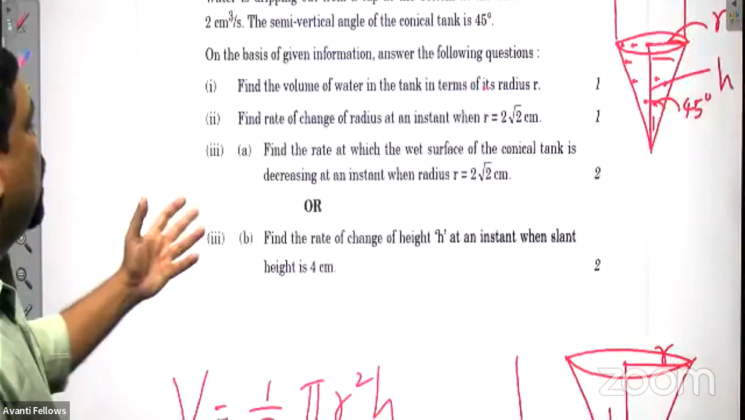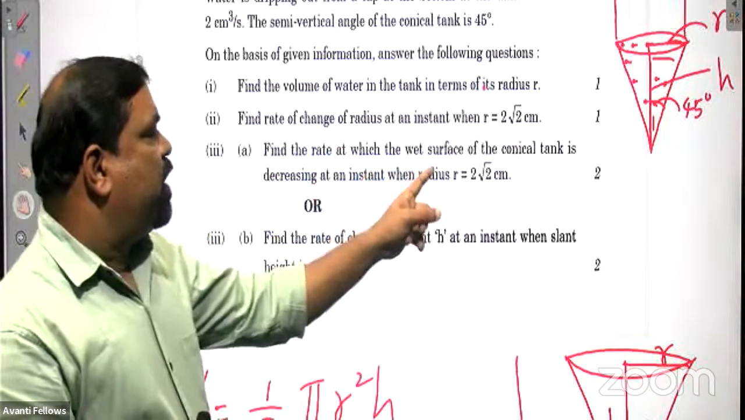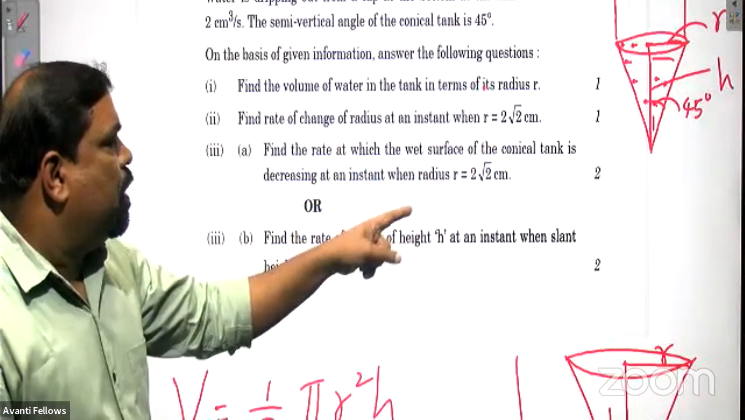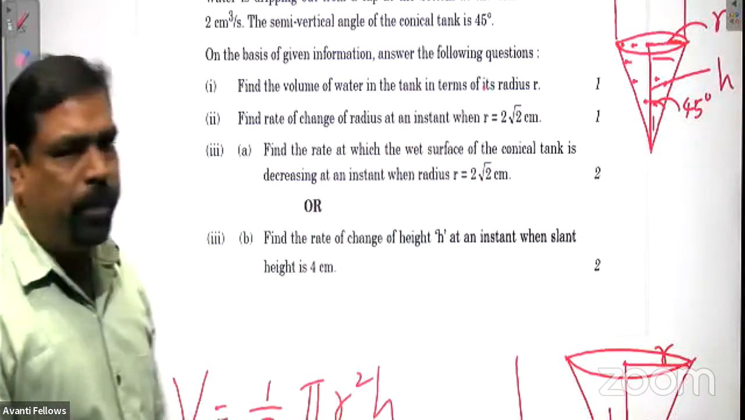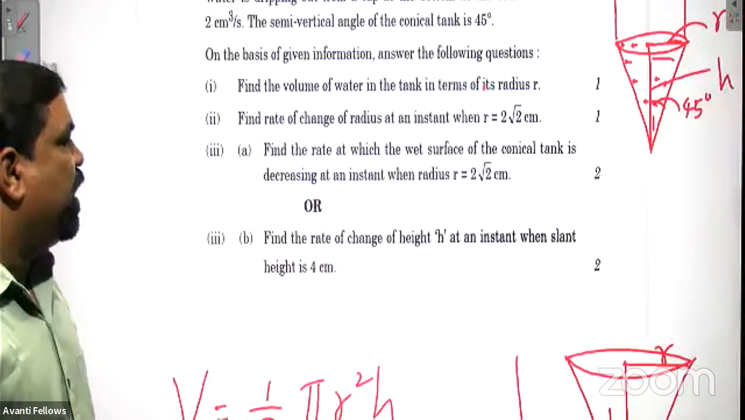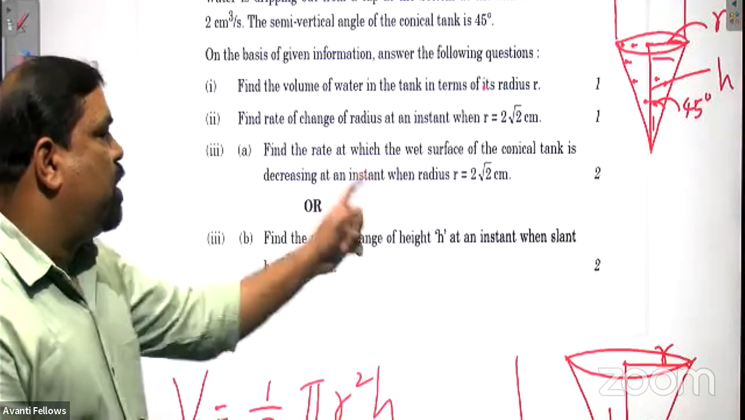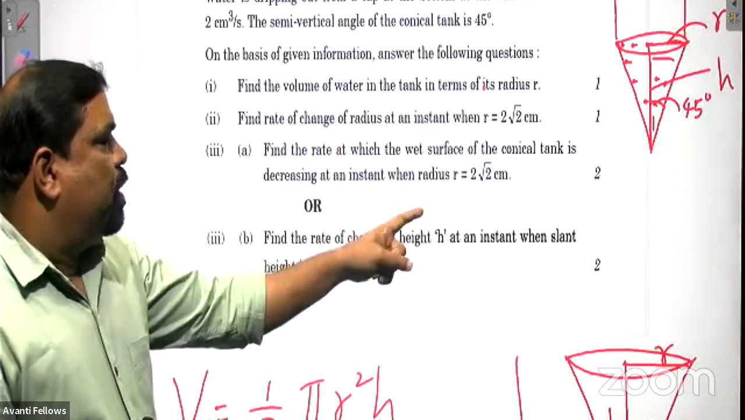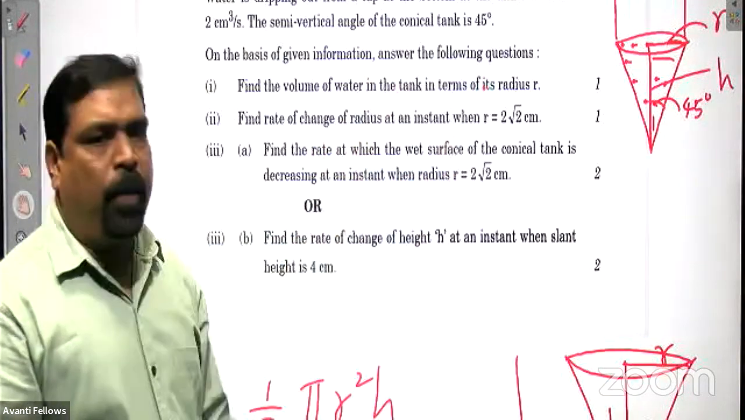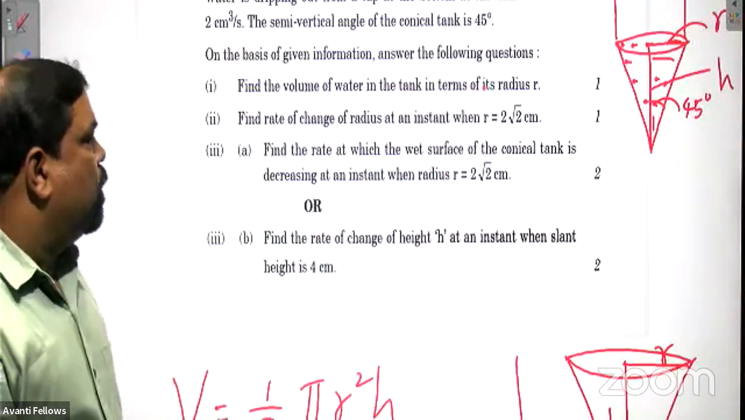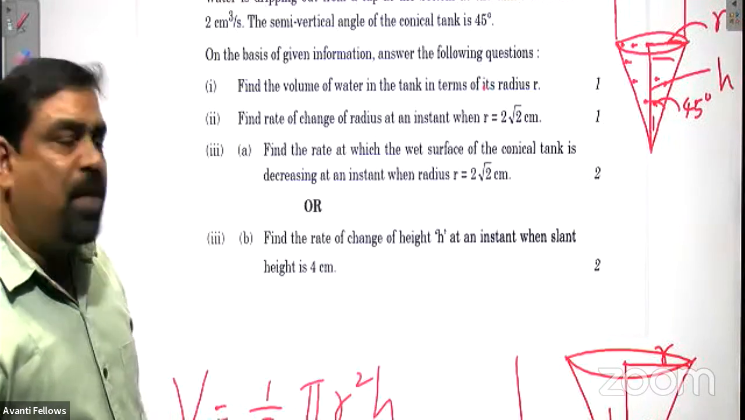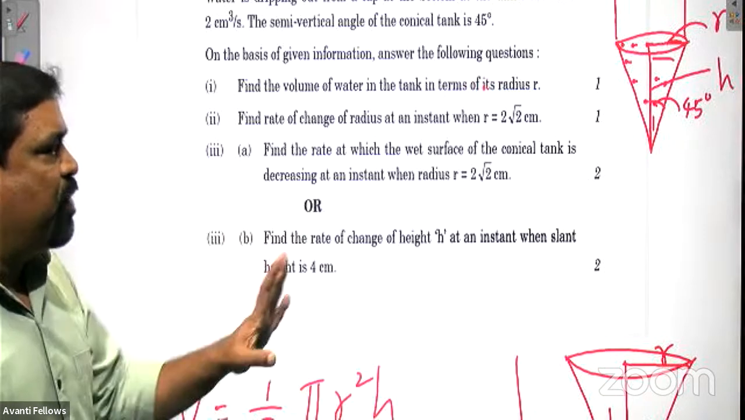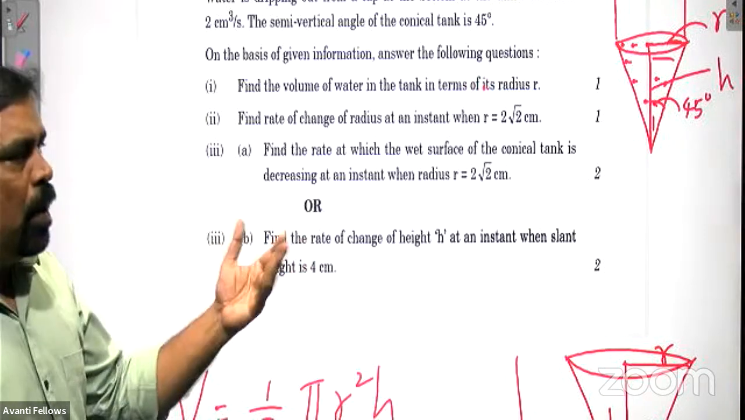The third part: find the rate at which the wet surface of the conical tank is decreasing at an instant when the radius is 2 root 2. So the rate of change of the surface area is actually required. The rate of change of the surface area of the cone.